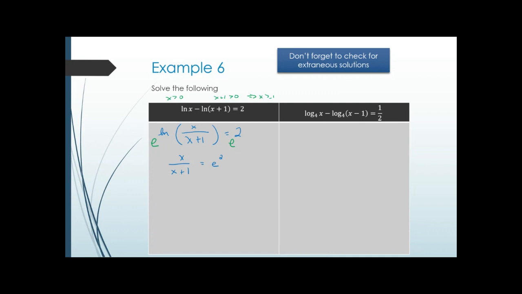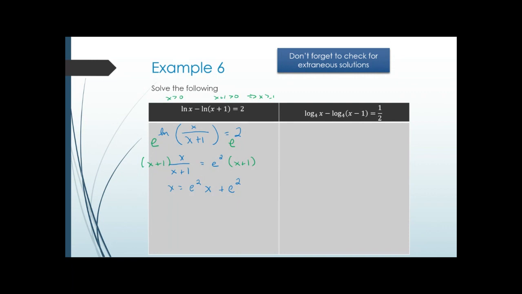So now I need to get rid of that. I have an x in the top and the bottom of my fraction here. I need to eliminate fractions. And so I'm going to multiply both sides by the denominator to get rid of the fractions. I'm going to multiply both sides by x plus 1. So that leaves me with x on the left because the denominator cancels, and it's equal to e to the 2, and then I need to distribute here because I need to get my x's all on one side. So I'm going to multiply that through the parentheses. So that's going to be e squared x plus e squared.